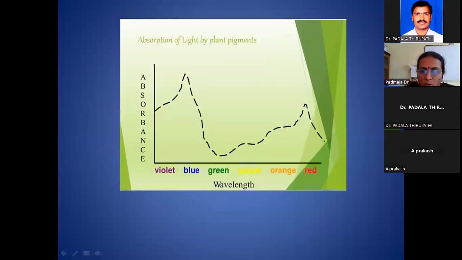And here also, in these 7 colors, the blue and the red colors are the most absorbed: the absorption of light by the plant pigments is highest in blue and red. This question they may ask: which color of light is very essential, very efficient for the plants to absorb? That is the blue and red color of the wavelength.